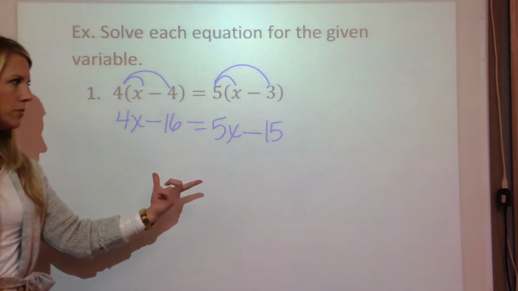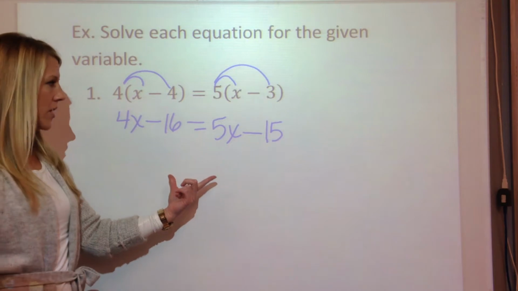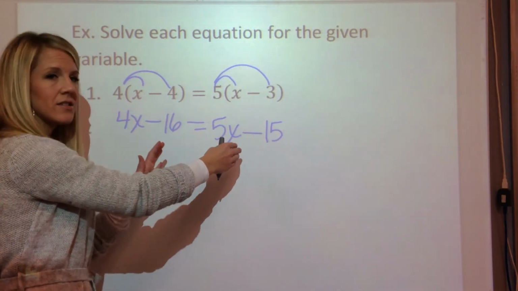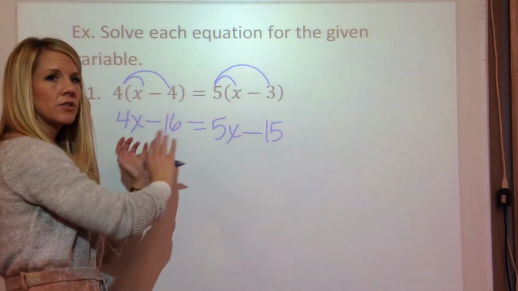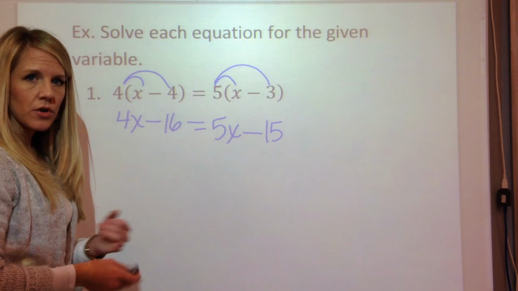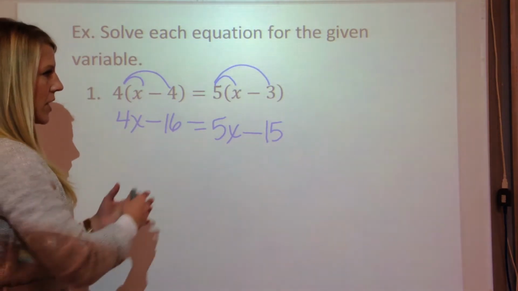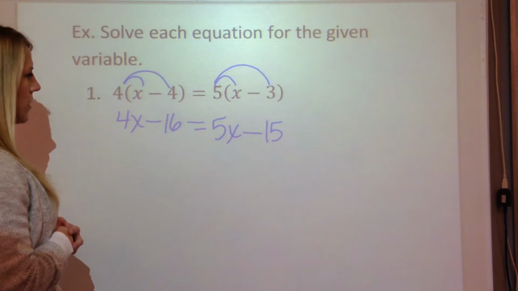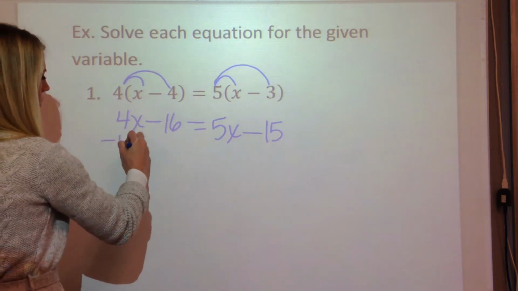So now we have a problem similar to what we were looking at yesterday. Variable on either side, numbers. So the goal is get the variable to one side, constants or numbers to the other. So it doesn't matter what you move first, the x or the numbers, and it doesn't matter which side you start to work on. So what I'm going to do, I'm going to subtract 4x from both sides.